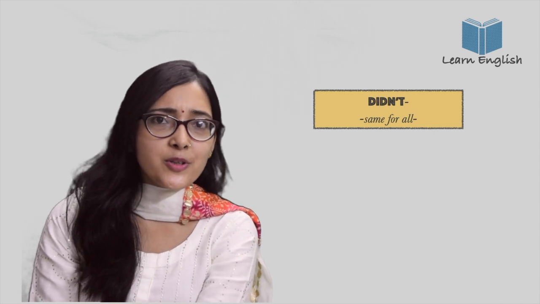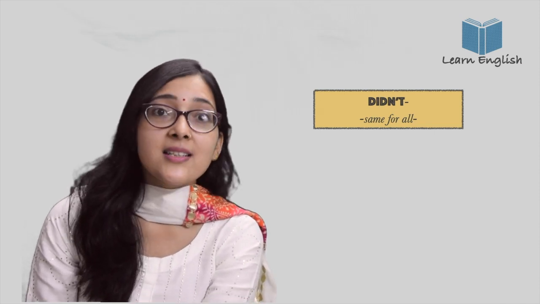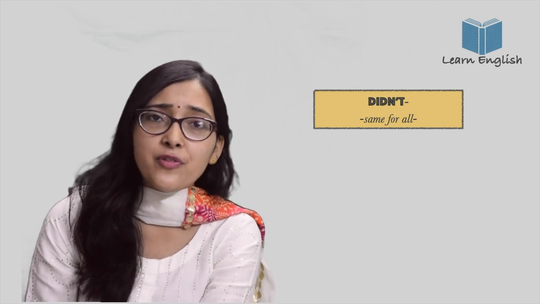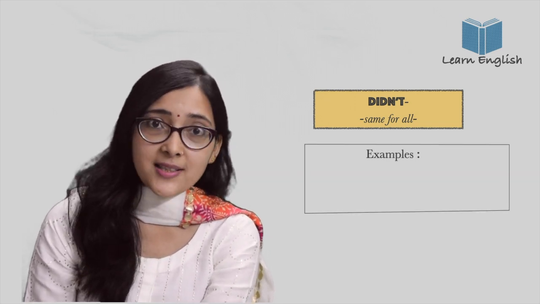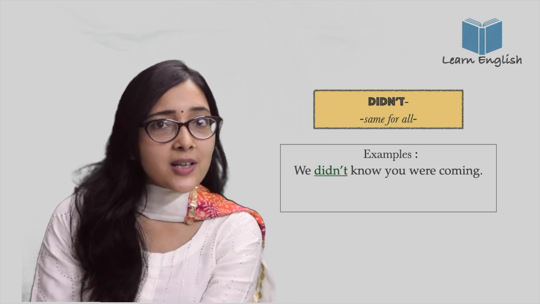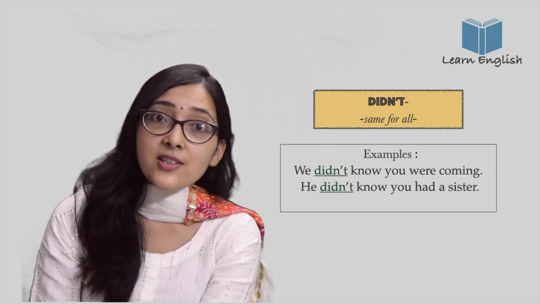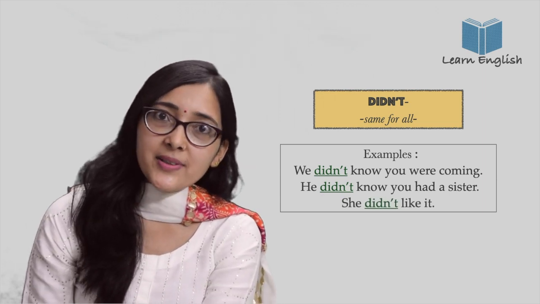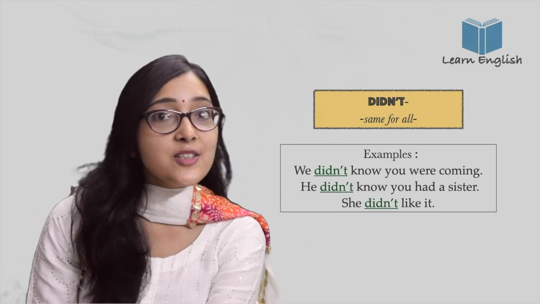Now let's move on to didn't. You remember the rule, right? For the past form, didn't stays the same for all the subjects, whether it is I, we, you, etc. For example, we didn't know you were coming, or he didn't know you had a sister, or she didn't like it. So these were the examples of doesn't, didn't and don't.